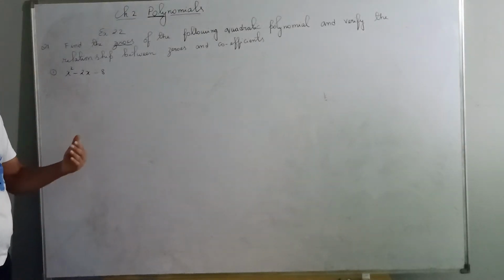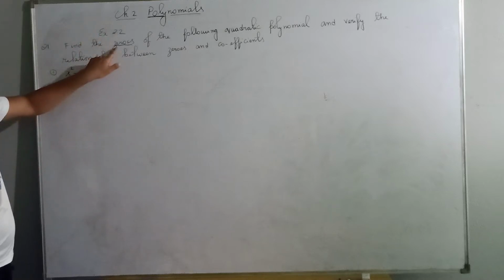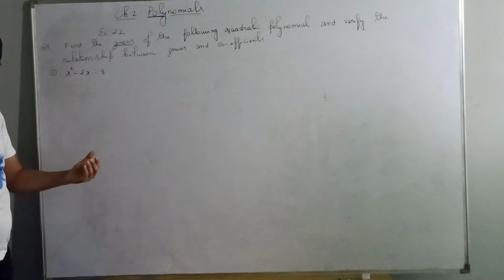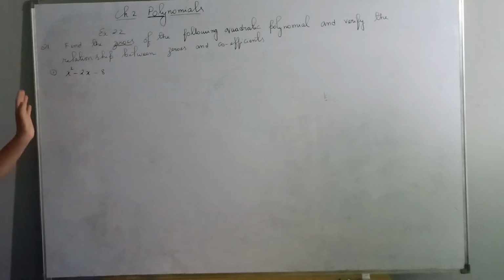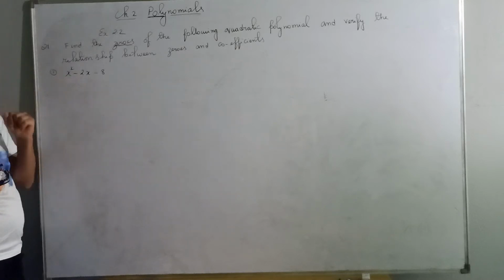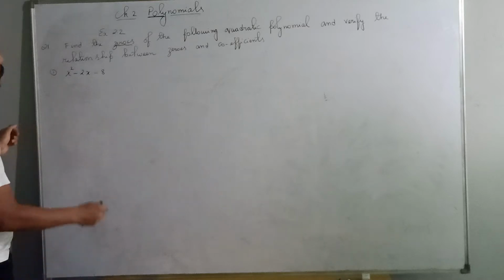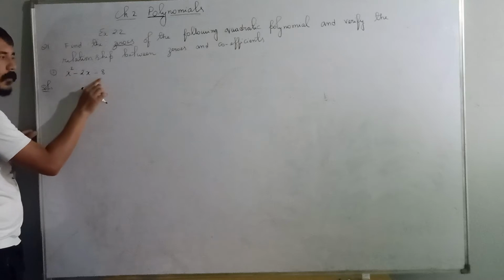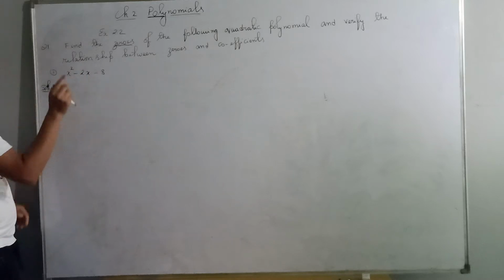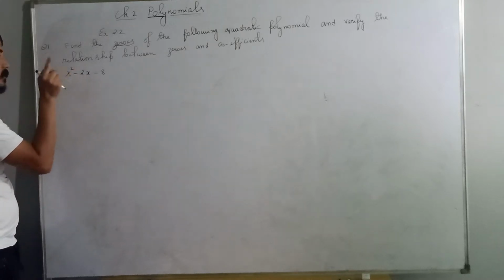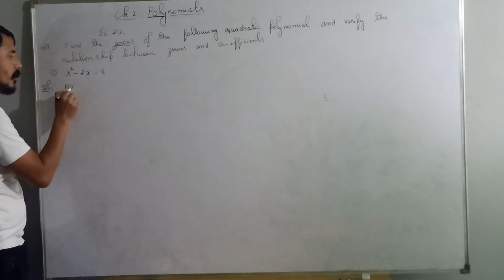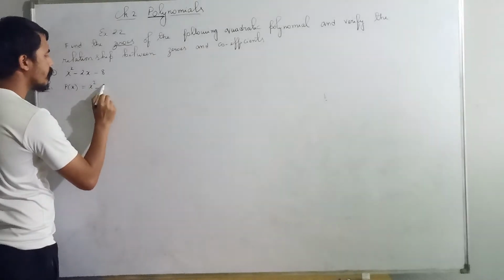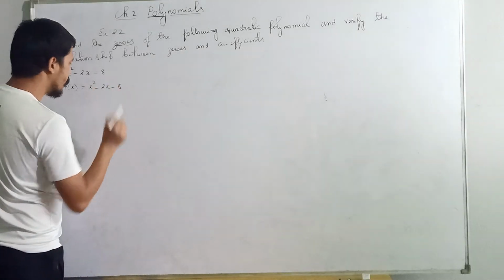In the previous video, we have already discussed what is known as zero of a polynomial, so I'm not going to discuss it anymore. We'll just use some methods on finding the zero of a given polynomial. Now this is your given polynomial. Here in this polynomial the variable is x, so this is a polynomial in x. So I'm going to denote this polynomial by p(x). So your p(x) is x squared minus 2x minus 8.